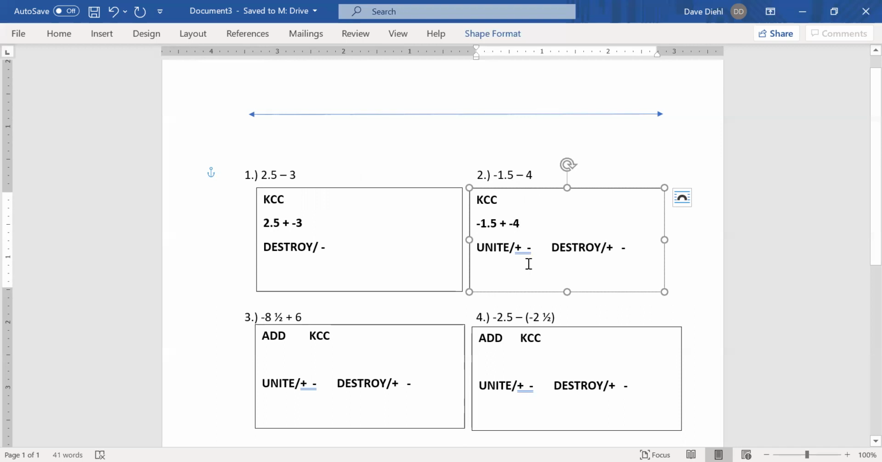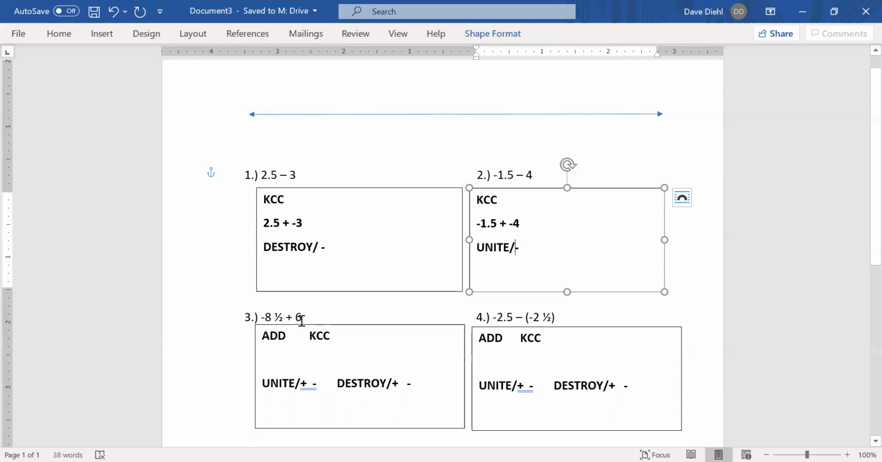Would this be a unite or destroy problem? Unite is correct because the signs are the same. Would it be a positive answer or a negative answer? A negative answer, because the two signs are both negative, so it's going to be even more negative.